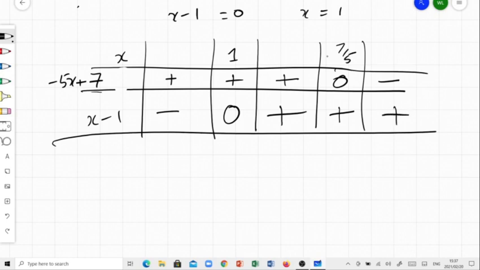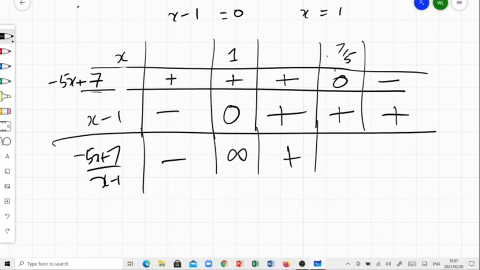Then I consider my fraction, minus 5x plus 7 over x minus 1. Obviously plus over minus will give me minus. At x equals 1 the denominator is 0, so it's undefined. Both are positive, so it's positive. Here it is going to be 0, exactly naught, and here it's going to be minus, because minus over plus.